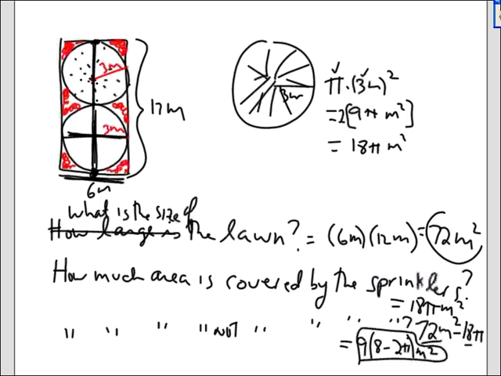You have the whole area, and then you take away the area that the sprinklers cover. And then you're left with what's in red. Okay, just basic subtraction will handle this. Okay. Let us try one more problem. It's a little bit fun.